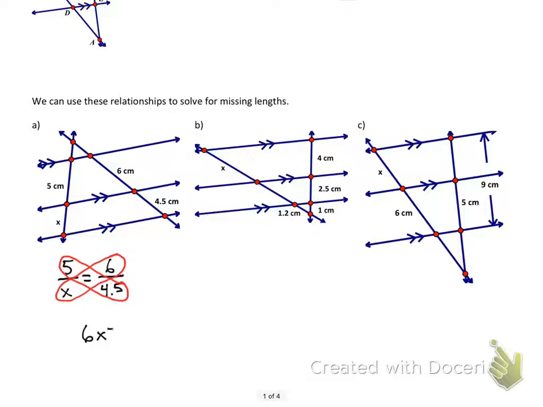So you got 6x equals 5 times 4.5. You guys have calculators. And what is 5 times 4.5? 22.5. Divide that by 6. And x equals 3.75. There's your answer. You will frequently get decimal answers, and that's totally okay. So just be prepared for it going in, and it won't be a problem.